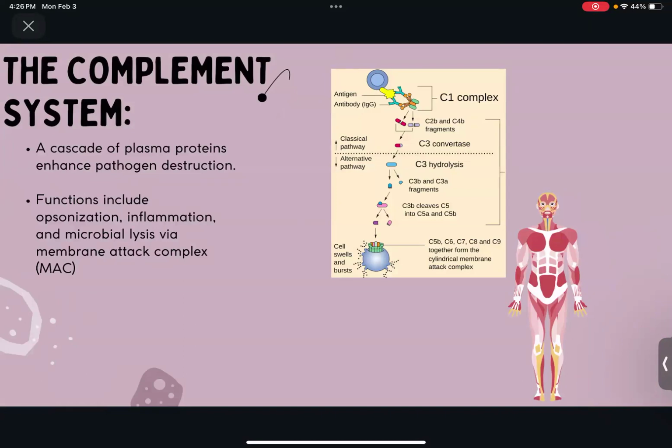The complement system. The complement system is a powerful biochemical pathway that helps eliminate pathogens. It coats microbes for easier recognition by immune cells, triggers inflammation, and directly lyses microbes through the membrane attack complex.